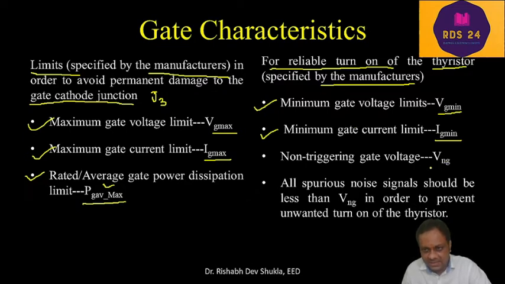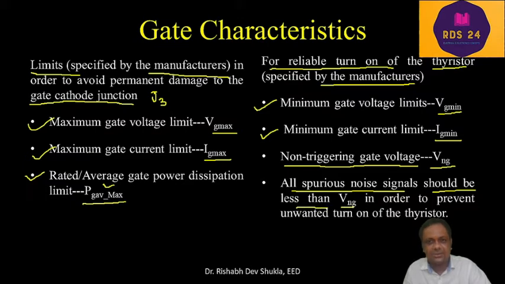VNG is the non-triggering gate voltage. So all other noise signals or unwanted signals should be less than this non-triggering gate voltage limit, in order to prevent the unwanted turn on or false triggering of the SCR.